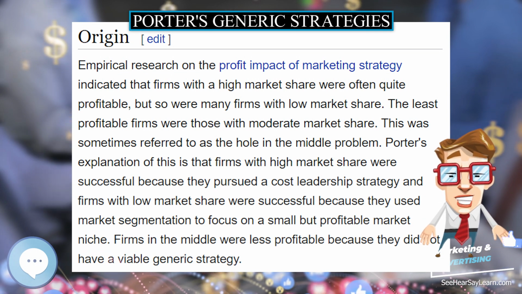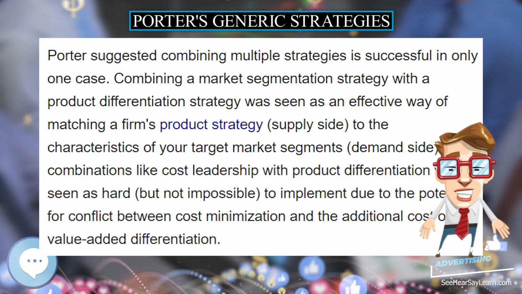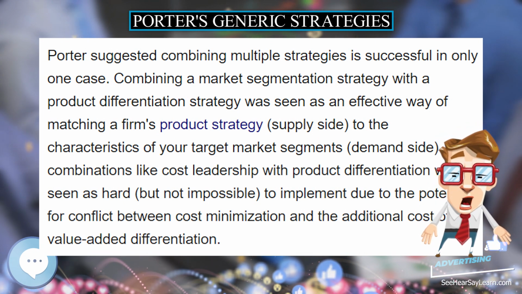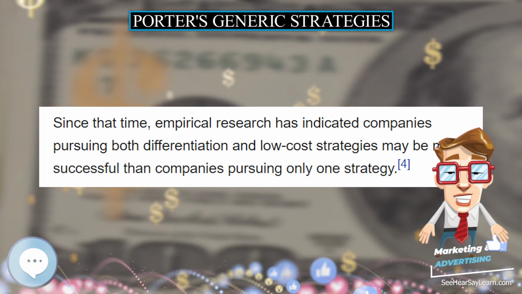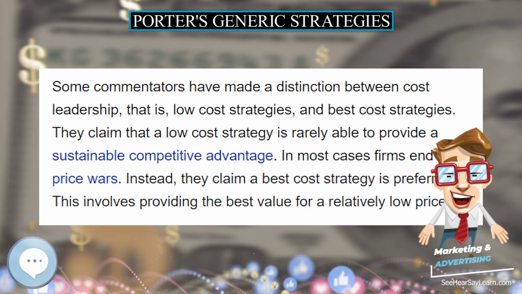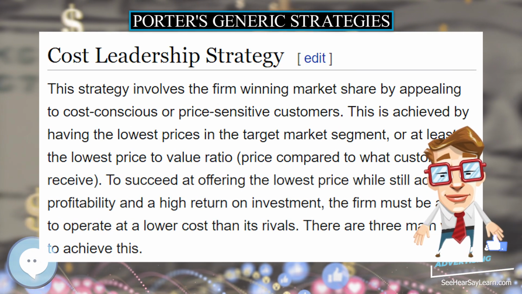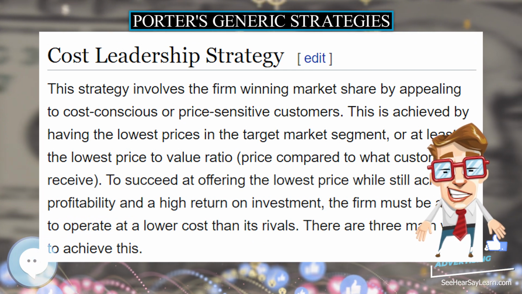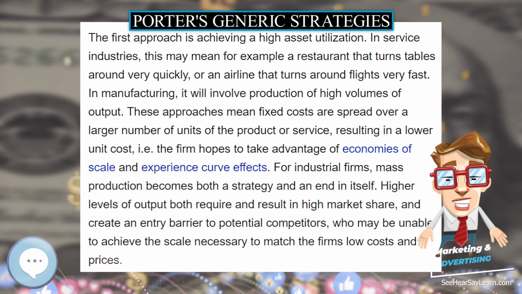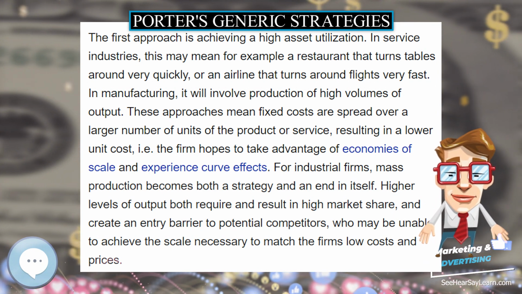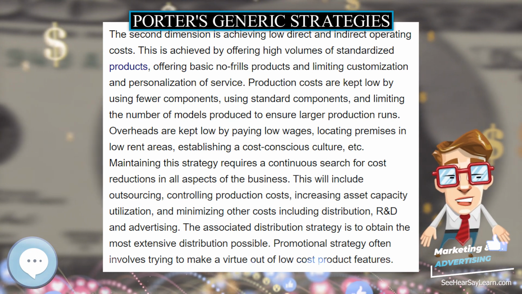The first approach is achieving a high asset utilization. In service industries, this may mean, for example, a restaurant that turns tables around very quickly, or an airline that turns around flights very fast. In manufacturing, it will involve production of high volumes of output. These approaches mean fixed costs are spread over a larger number of units of the product or service, resulting in a lower unit cost. The firm hopes to take advantage of economies of scale and experience curve effects.